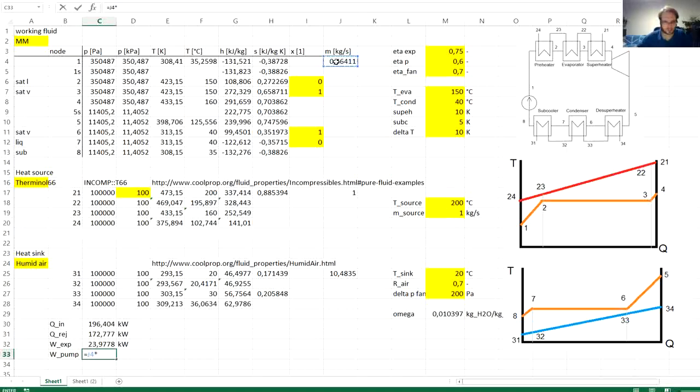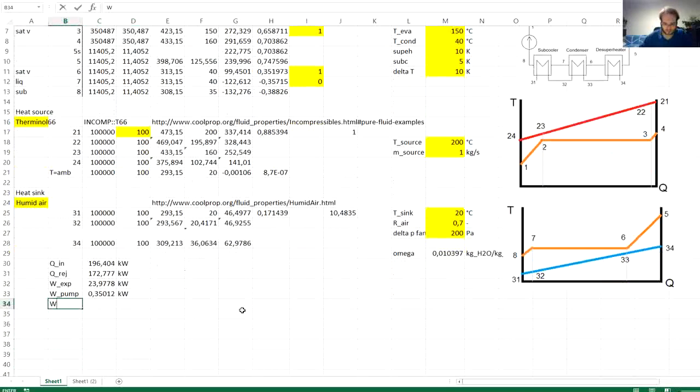Mass flow rate times enthalpy difference 1 minus 8. And the net work of the cycle is work of the expander minus work of the pump. And we can run a check that it should also be the heat input minus heat output, and the values are correct, so it seems like we did not make any mistake.